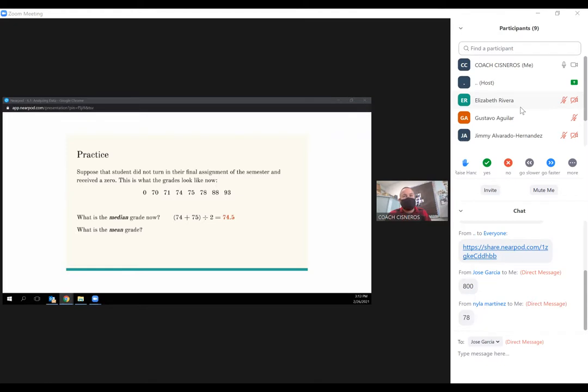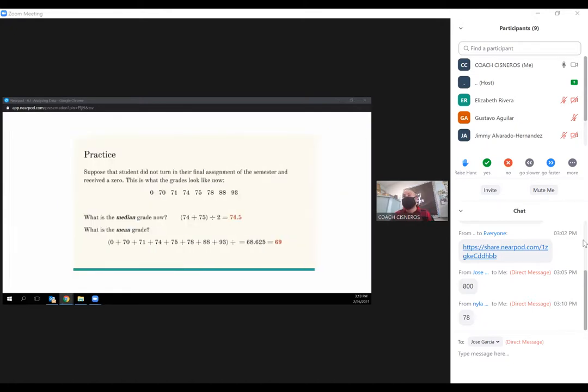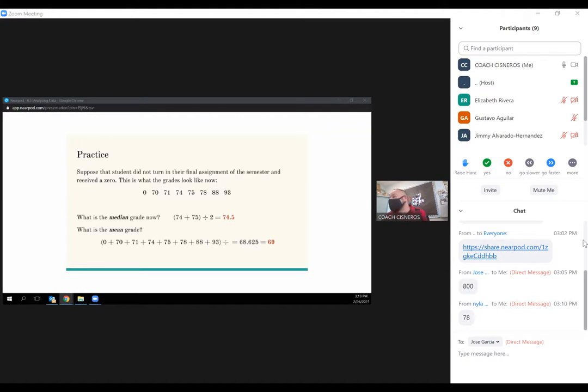68? No, 69. Okay. So not only did that 1-0 bring down your average 9 points, but you're no longer passing. What, like I said, what's the median barely got affected, but the average, the mean got affected quite a bit, right? That 1-0, just that 1-0.